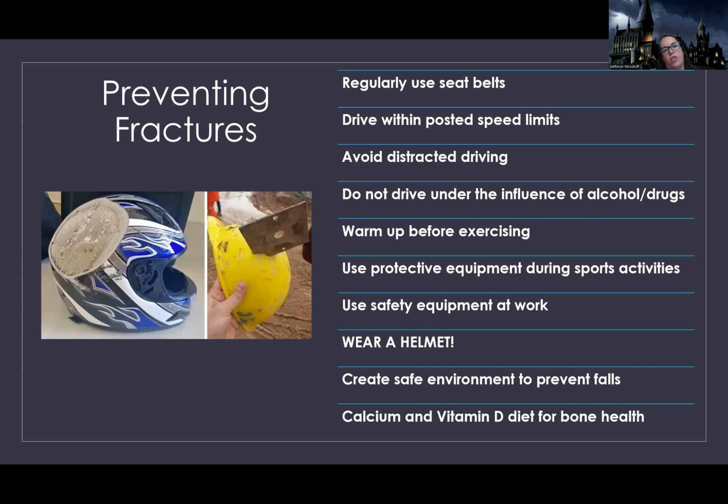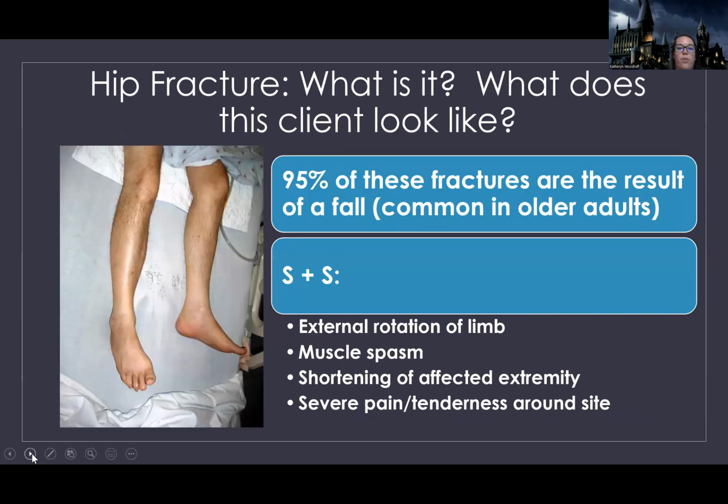So how can we prevent fractures? We can prevent fractures by regularly using seat belts. Of course, safety things like driving within the speed limit, not texting and driving or distracted driving, or driving under the influence of drugs and alcohol. If they're going to exercise, doing a warm up before. Protective equipment for sports activities, safety equipment at work, helmets. I can't tell you how many very severe head, face, and other such injuries involve a patient not wearing a helmet. A safe environment to prevent falls, and a calcium and vitamin D diet for patients, and overall to support bone health. So I believe this is the last thing we're going to talk about.